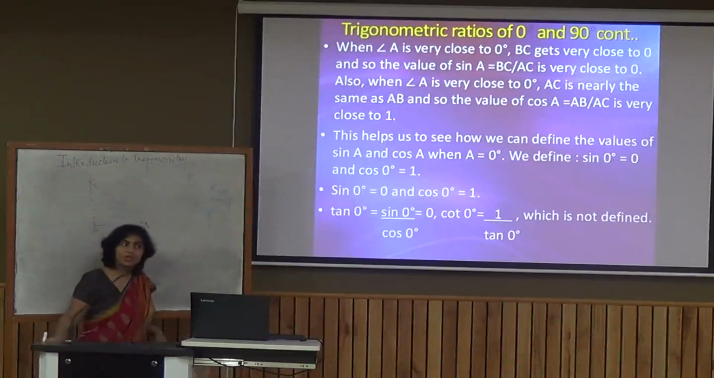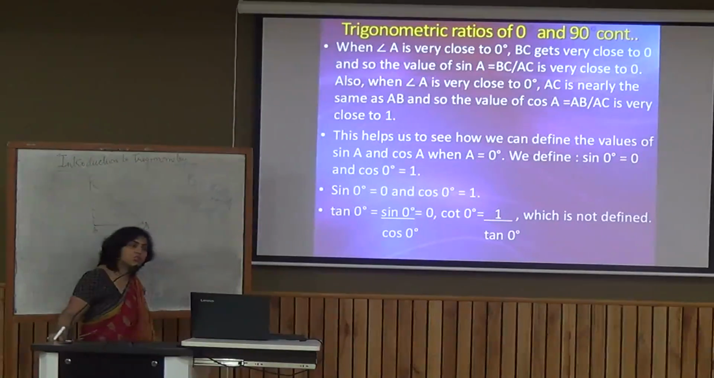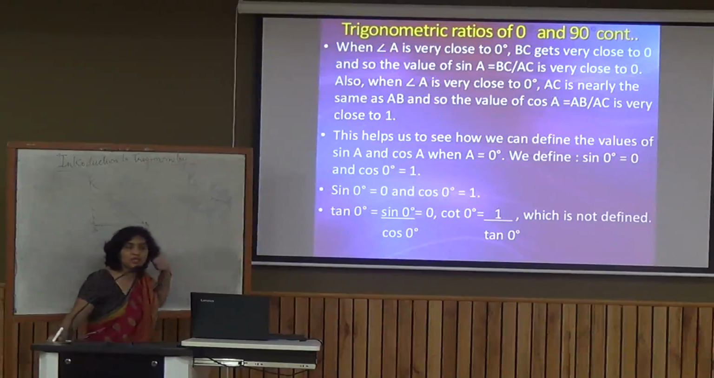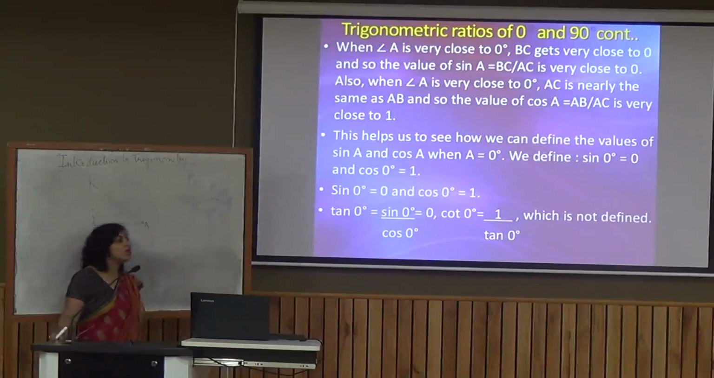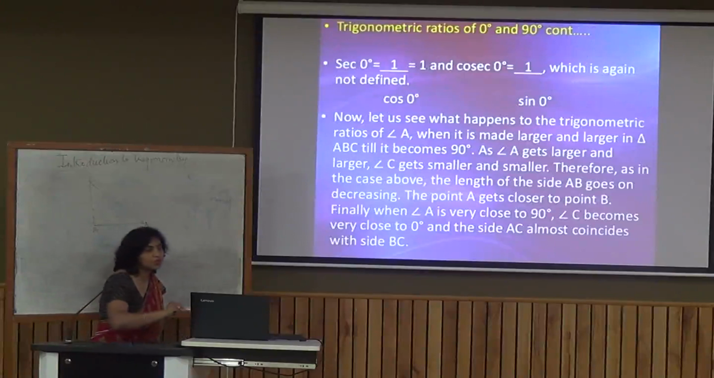So sine 0 becomes 0. Base and hypotenuse become equal, so cos 0 is 1. Tan is the ratio of sine and cos, so 0 upon something is 0. So tan 0 is also 0. And then we take the other three ratios with the help of their reciprocals.